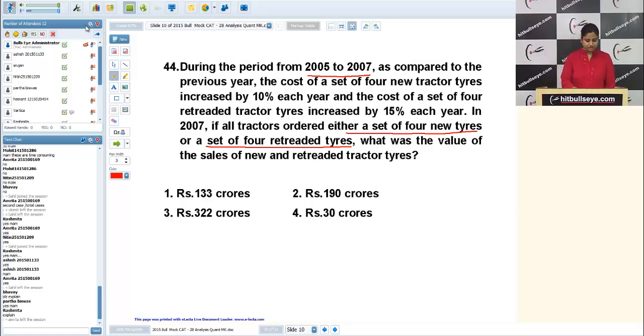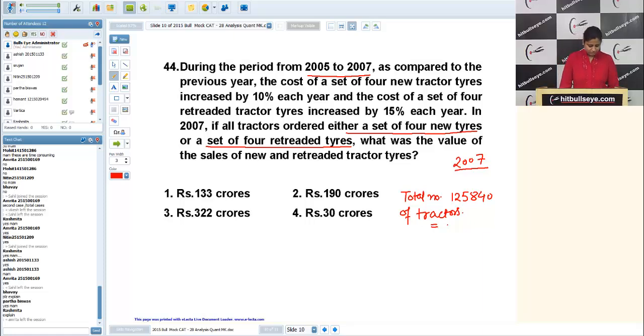To solve question 44, I have to take data from question number 42. What was question number 42? It was, in 2007, what could have been the total number of tractors in this town? And the answer for that question was 125840. That was the total number of tractors in 2007. Is it okay? I'm taking data from that. Clear, guys?